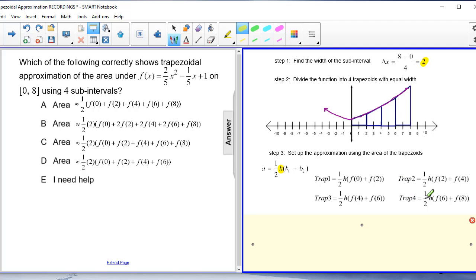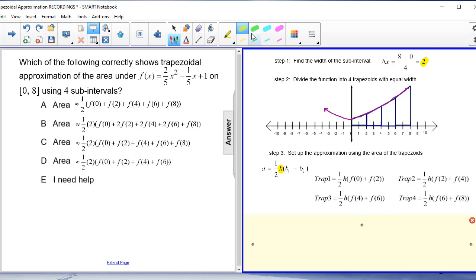Our fourth and final trapezoid still has 1/2 times h. The first leg has a height f(6) right here, and the second leg, the distance from the x-axis to the curve, is f(8).